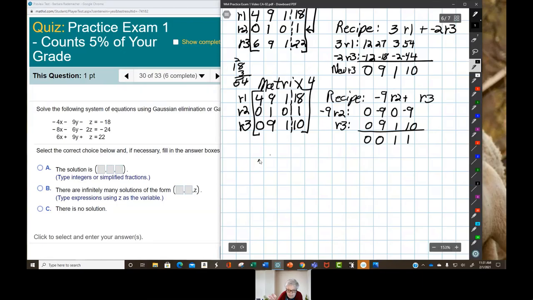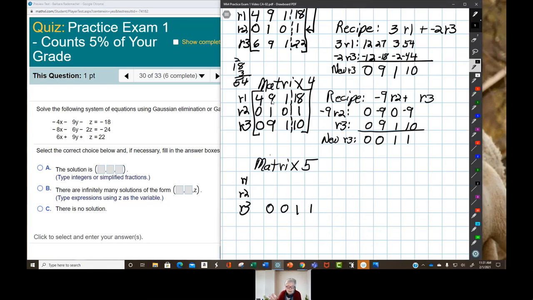So now matrix number 5. Row 1, row 2, row 3. New row 3: zero, zero, 1, 1. Zero, 1, 0, 1. And then 4, 9, 1, 18.